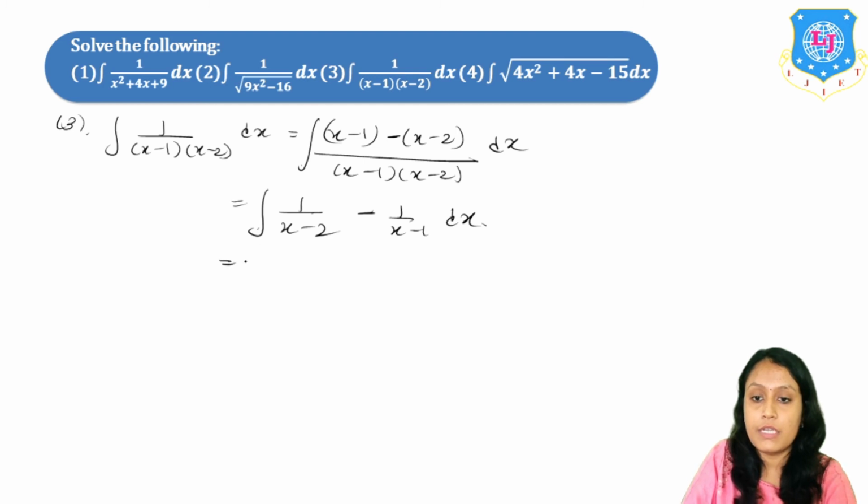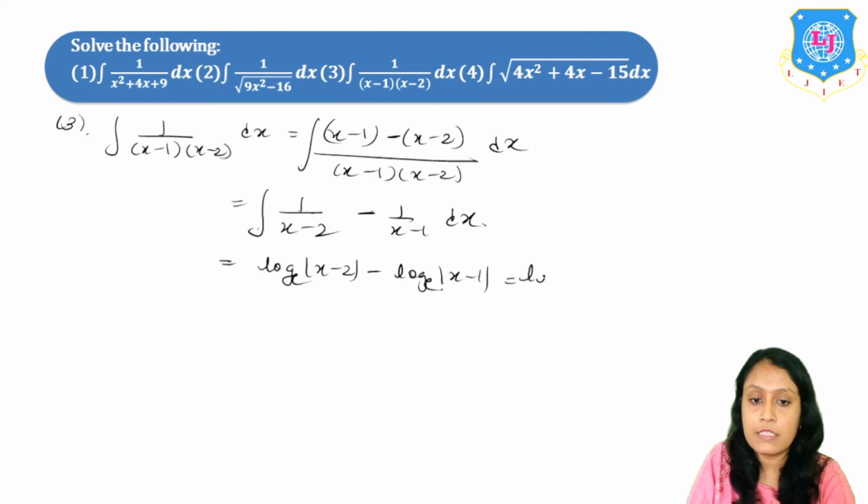Now this integration is simple, so this is log mod x minus 2, and minus log mod x minus 1. Or we can write it as log mod x minus 2 upon x minus 1, base e, plus c.